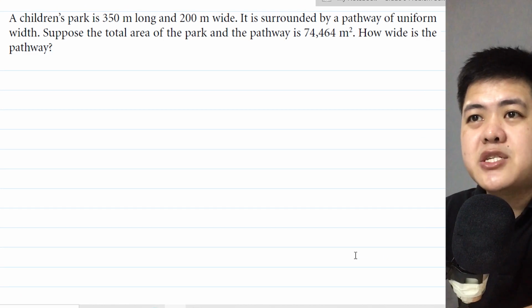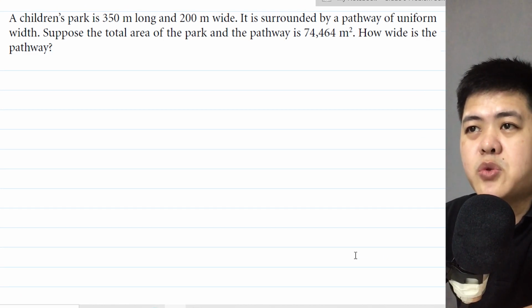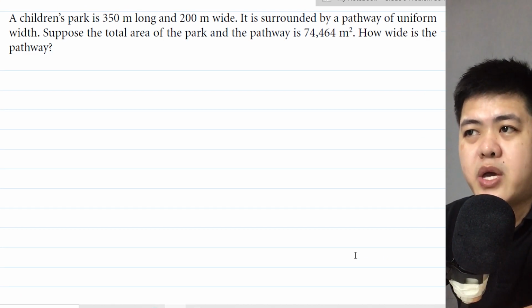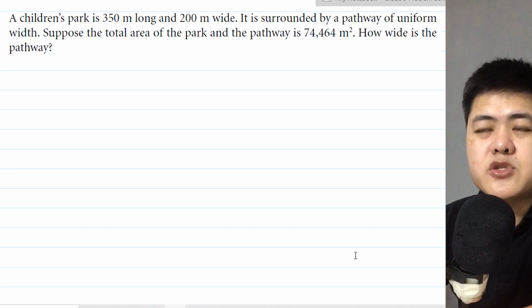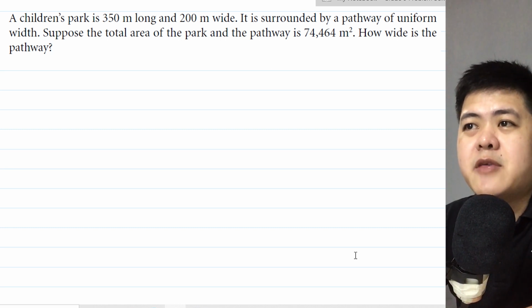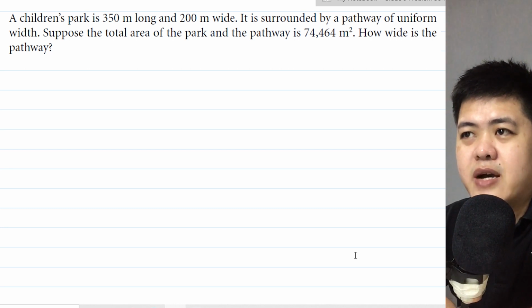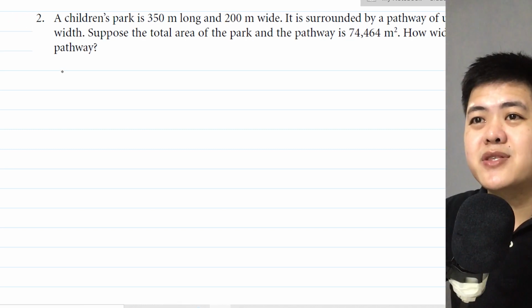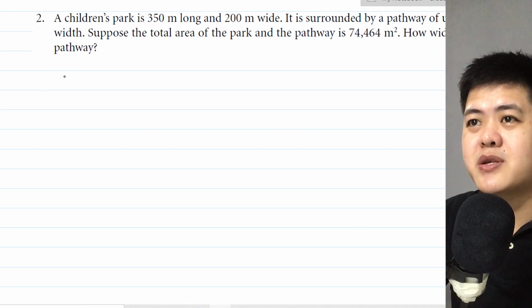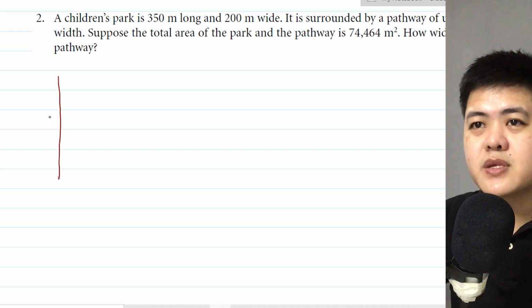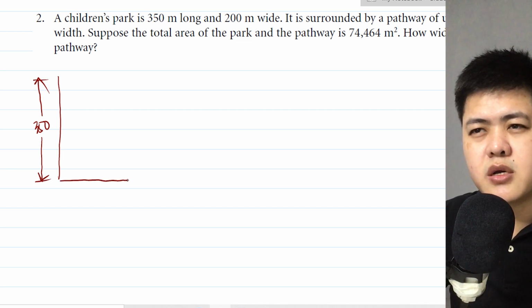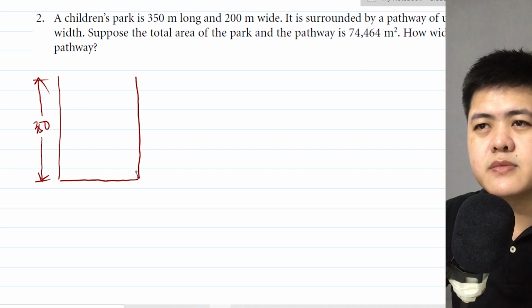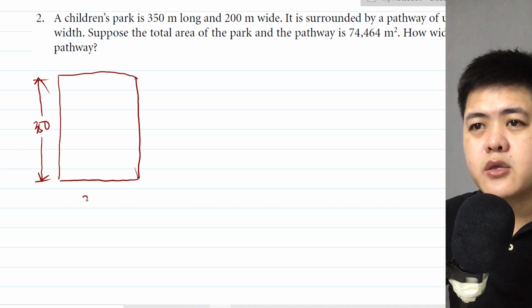Let's have number 2. A children's park is 350 meters long and 200 meters wide. It is surrounded by a pathway of uniform width. Suppose the total area of the park and the pathway is 74,464. How wide is the pathway? Drawing muna natin. So there is a children's park that is 350 meters long and 200 meters wide.